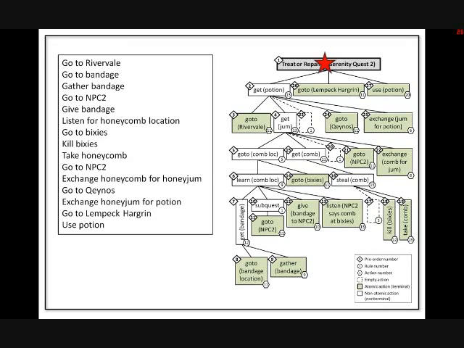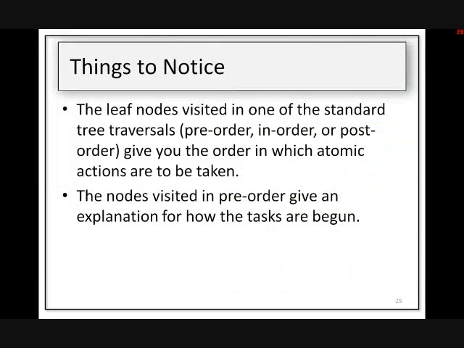So let's do a tree traversal here. We start off there. The tree's kind of bent into shape to make it fit into the paper. But you can see: visit, go to bandage, gather, go to NPC2, give, listen, go to pixies, kill them, take their honeycomb, go to NPC2, get the honey gem, use the potion, and we're done. So yeah, that parse tree does capture the quest, but two things to notice.